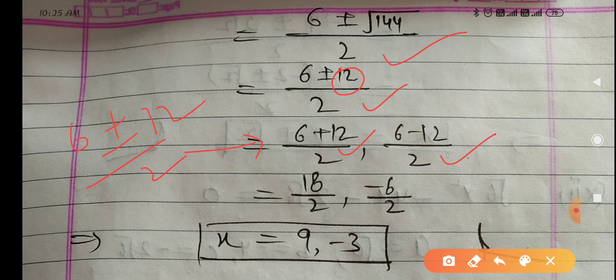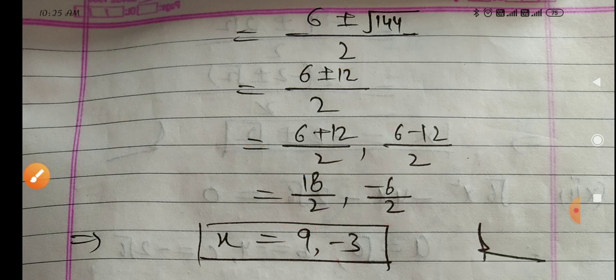6 plus 12 upon 2, 18 upon 2, that is 9. 6 minus 12 upon 2, minus 6 upon 2, that is minus 3. So the values of x are 9 and minus 3. Like this, by using the quadratic formula you can find the roots of the equation, or the values of x, we can say.